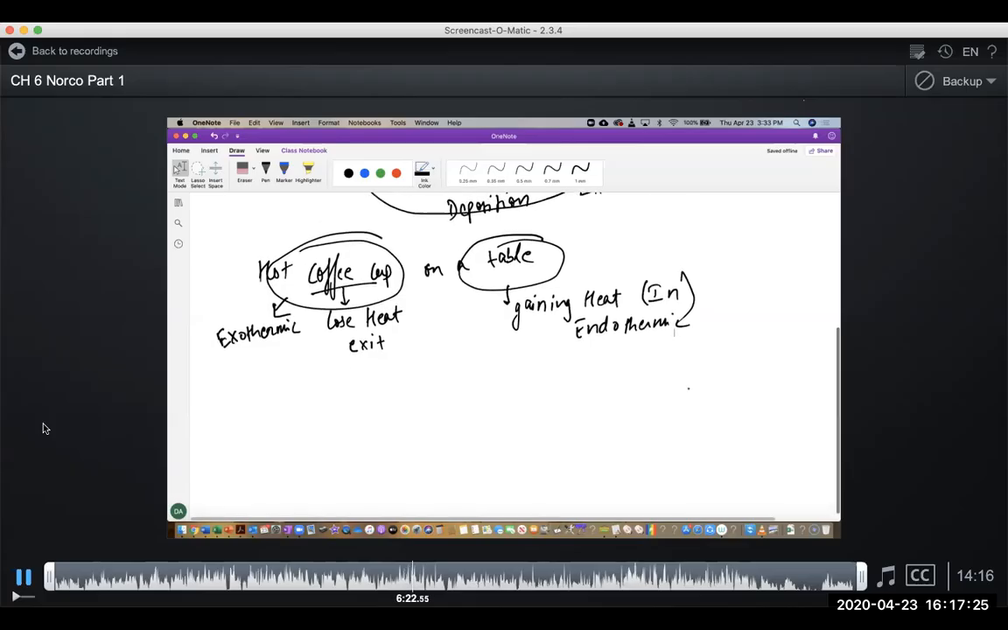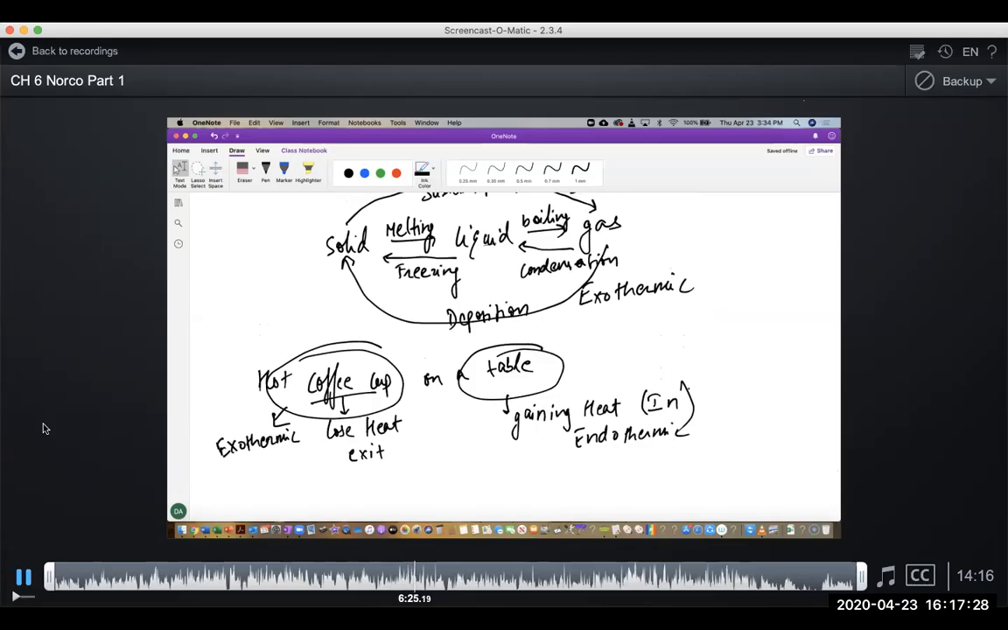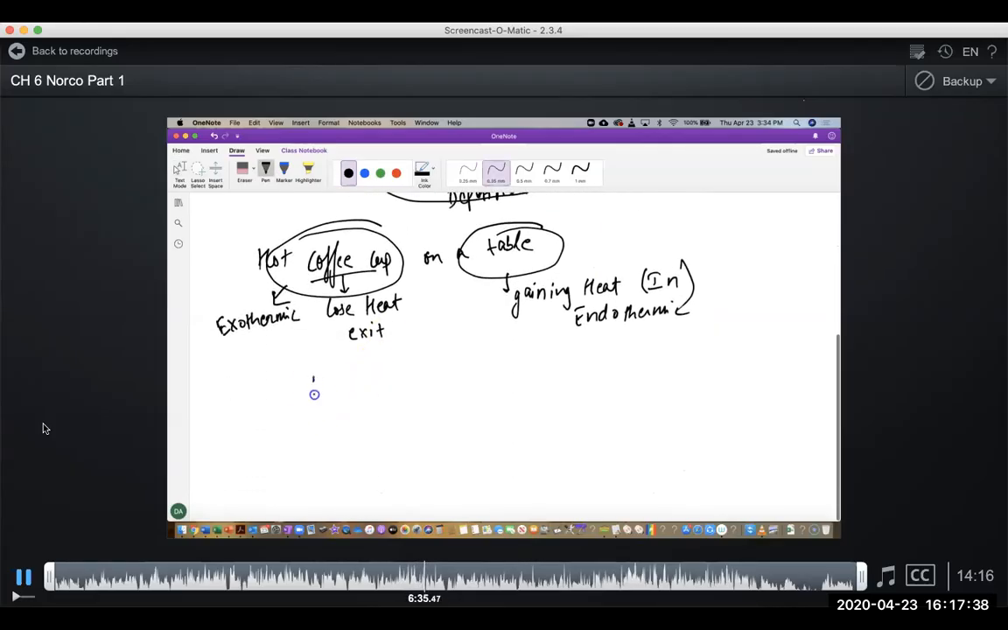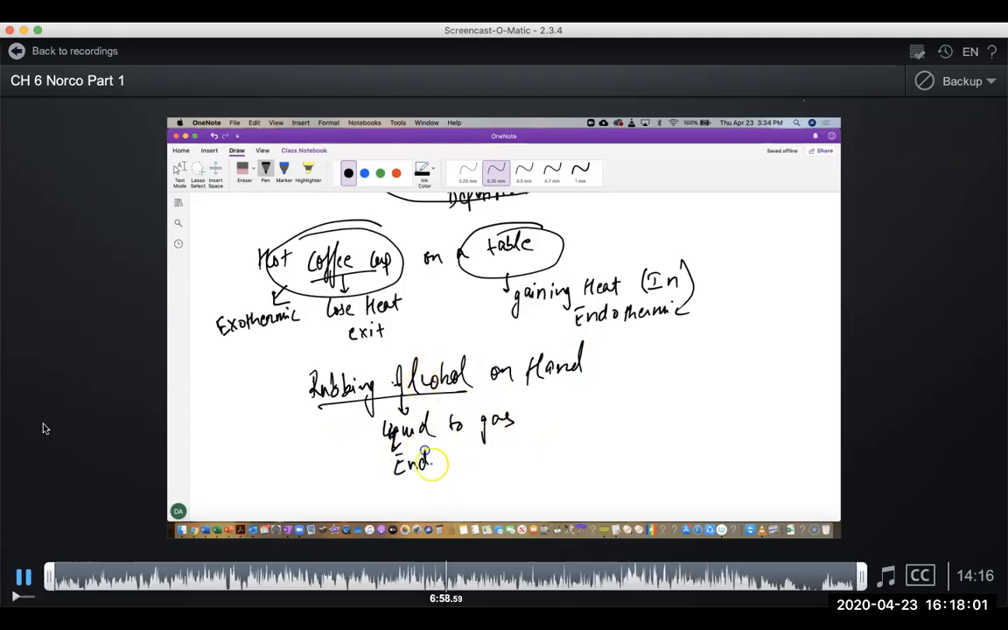So when the alcohol evaporates from your hand, that is an evaporation or boiling process, where you're changing liquid into a gas. And you guys know, changing liquid to a gas is endothermic. So if you put rubbing alcohol on your hand, the alcohol will change from liquid to gas. It will just disappear. It will go from liquid to gas. So for alcohol, that process is endothermic.